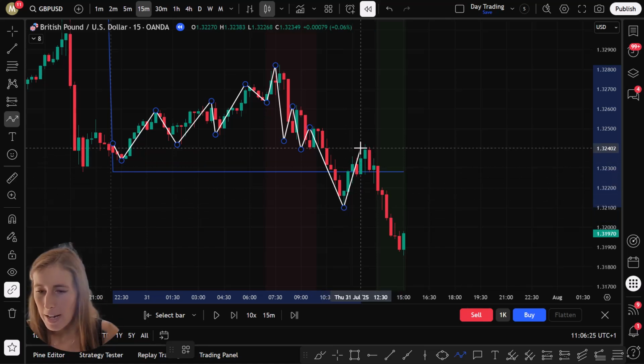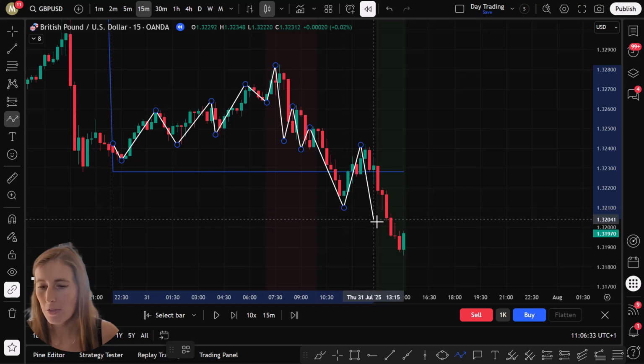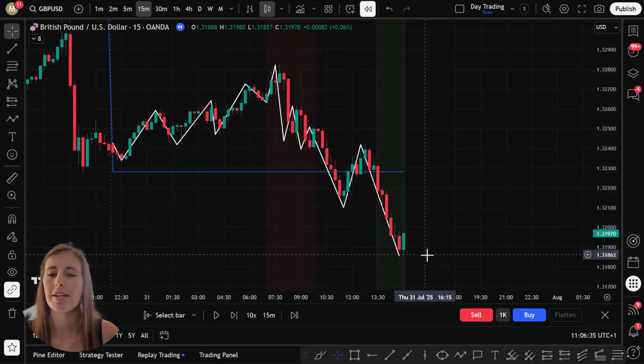So we got a pullback up here, and then once the New York session started, we just got a strong bearish drop, breaking this low of the day, and we made a new low down here.